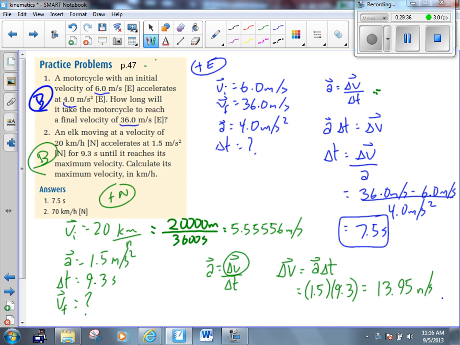13.95 meters per second. Is that my final answer? Am I done? What have I just found? I haven't found my final velocity. I've found the change. Let's get the final now.